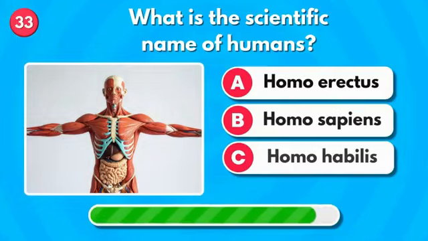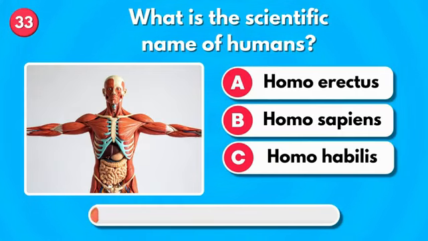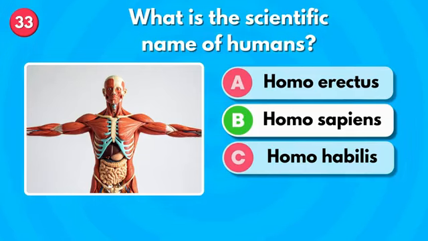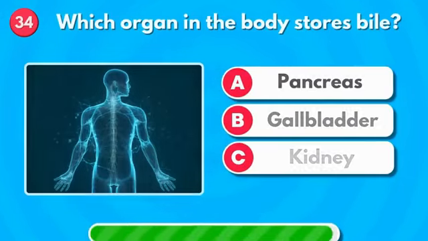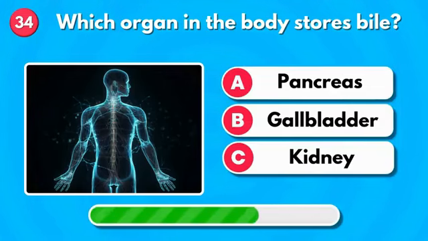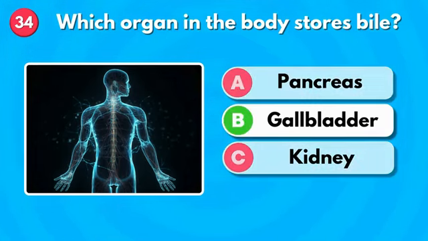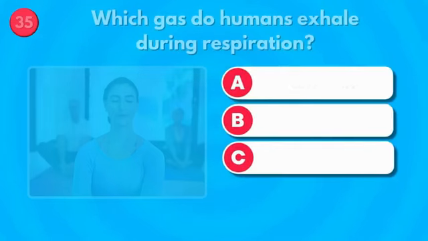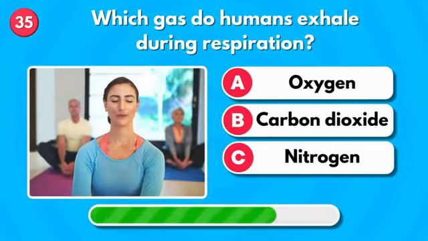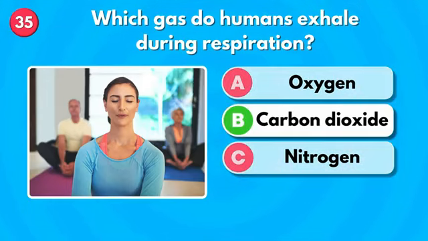What is the scientific name of humans? Homo sapiens. Which organ in the body stores bile? Gallbladder. Which gas do humans exhale during respiration? Carbon dioxide.